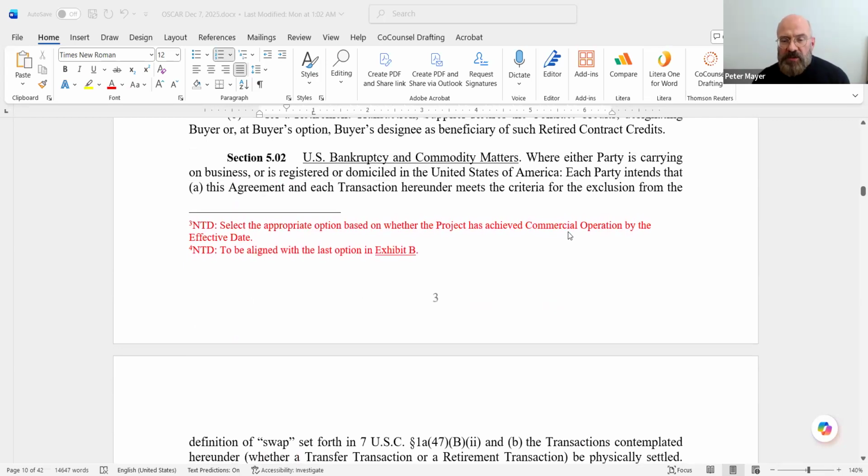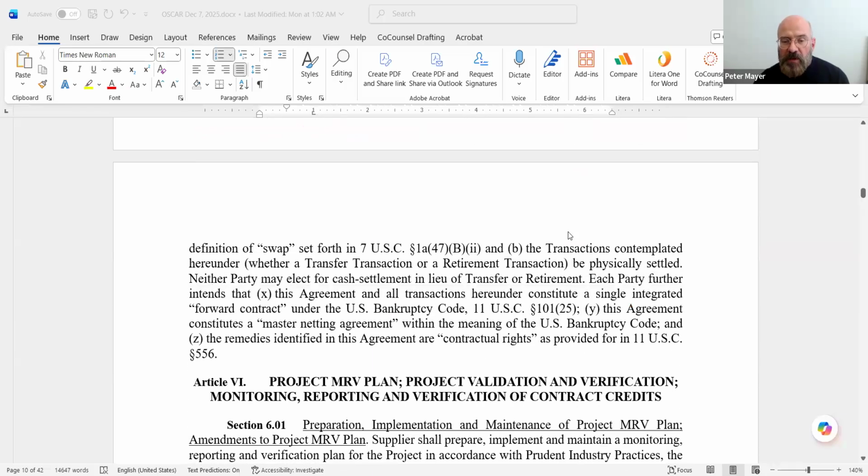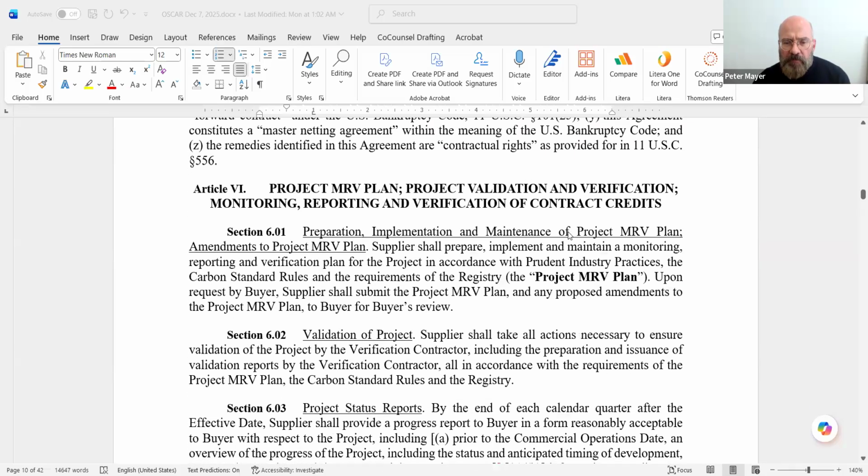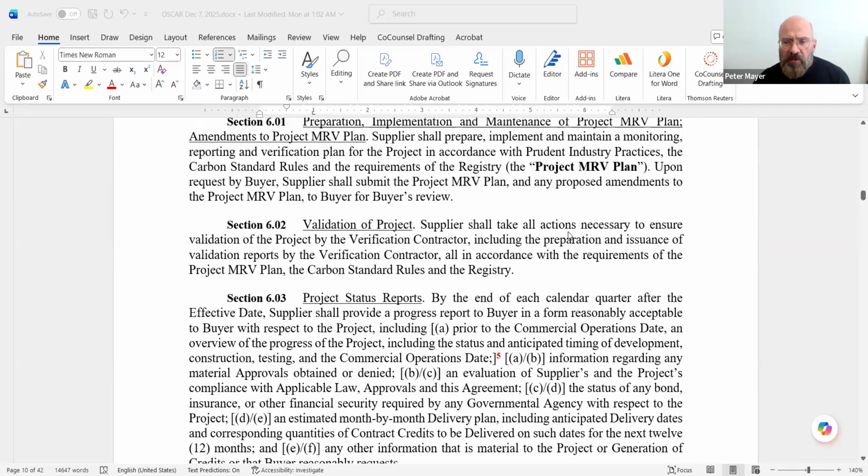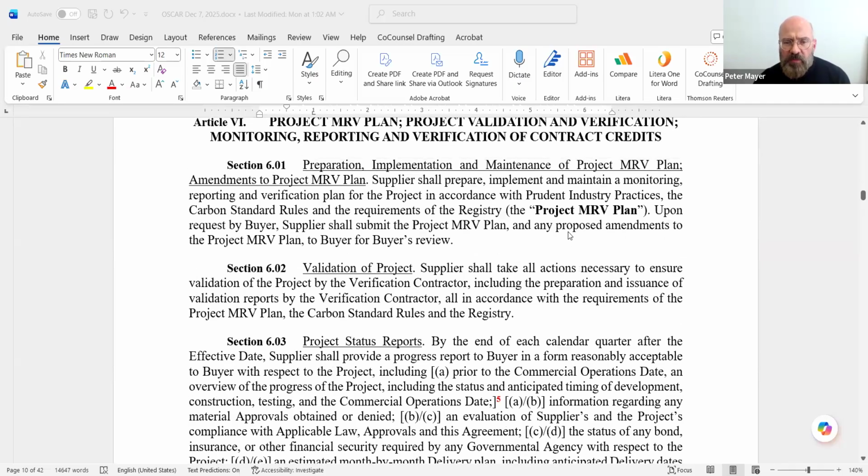Bankruptcy and commodity matters, that's mainly for U.S. transactions or relevance, to make sure that the parties can terminate the agreement in the event of bankruptcy. But that's very, very detailed.